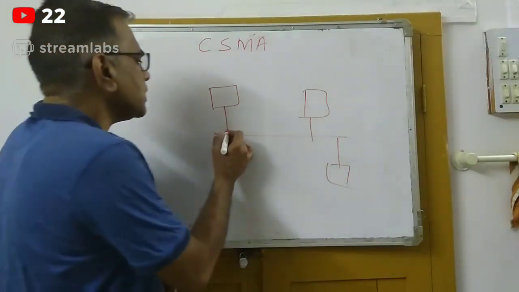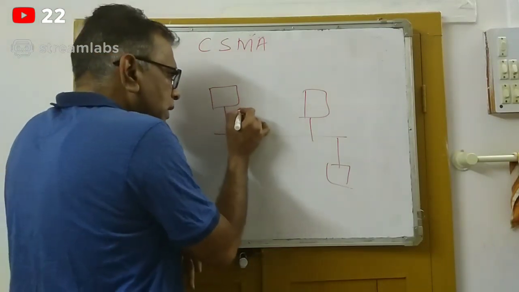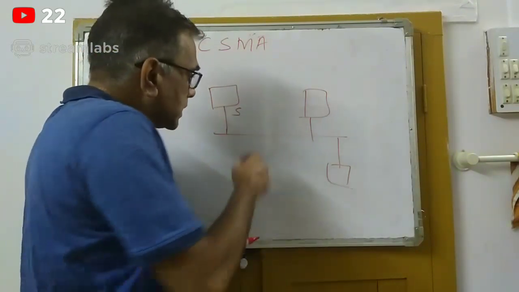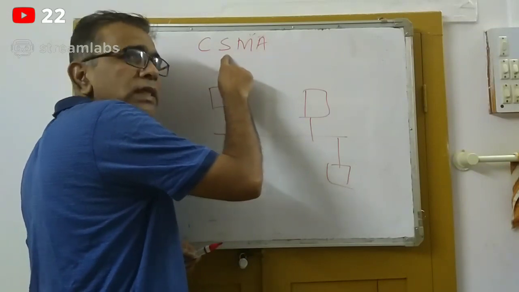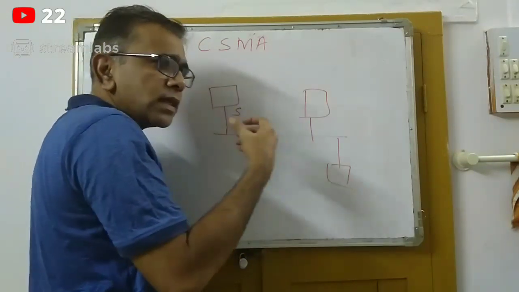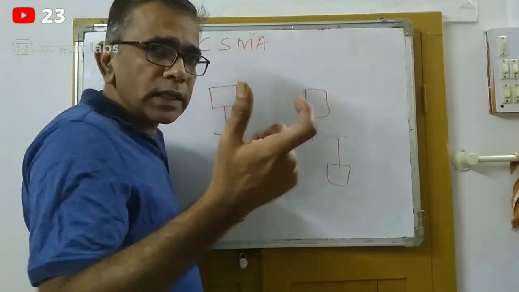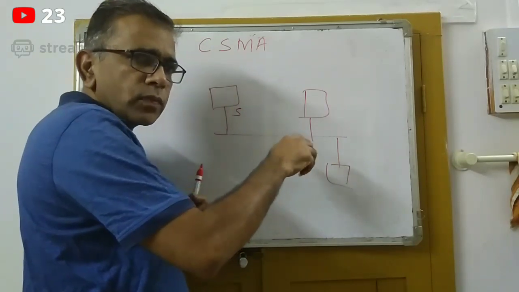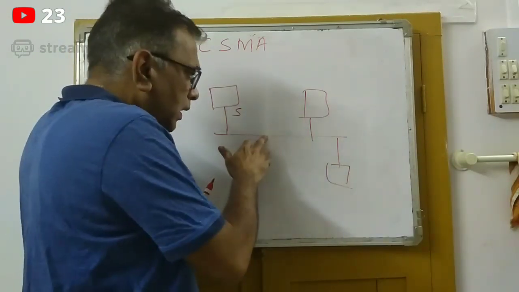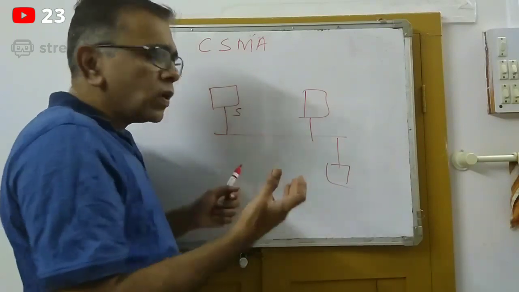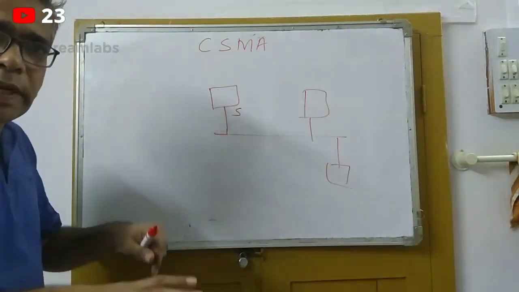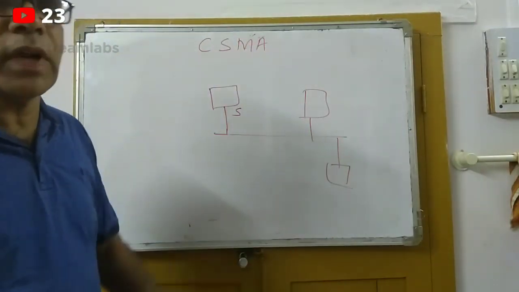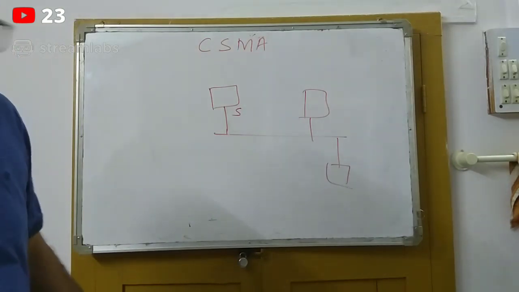But what happens, you see, I am asking any station to sense the medium before transmitting. Sensing of the medium before transmission, we call carrier sensing. Carrier here indicates: is there any signal? Carrier basically refers to the signal that is present in the medium. If any other station is involved in transmission, its signal will be detected. So before transmission, the stations sense the medium: is anybody involved in transmission or not? Then based on that, it makes a decision about transmission. This is what is called CSMA.